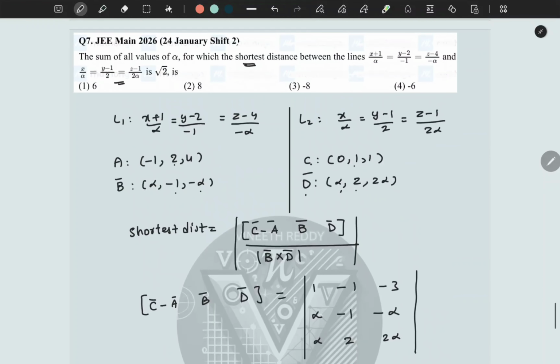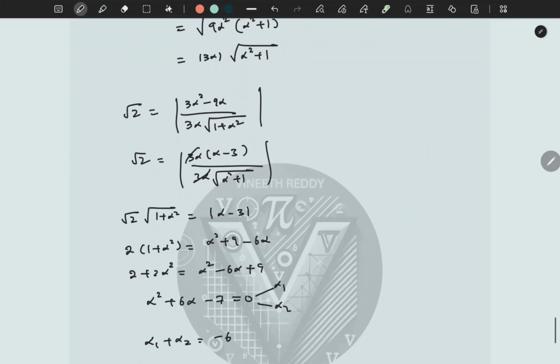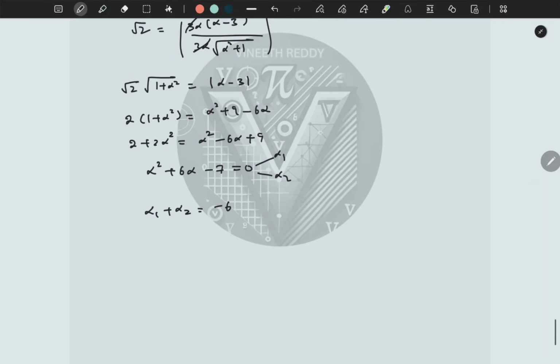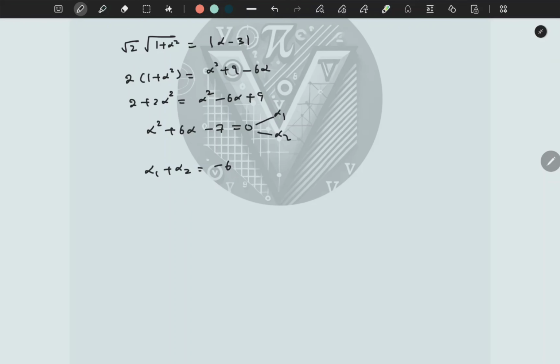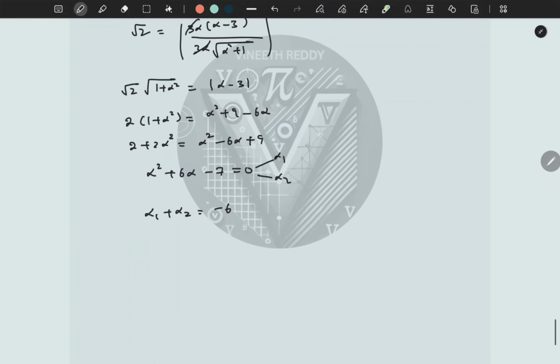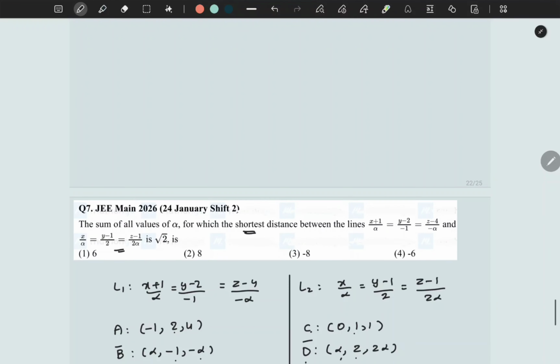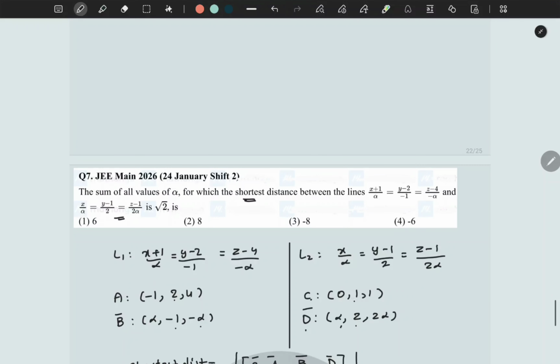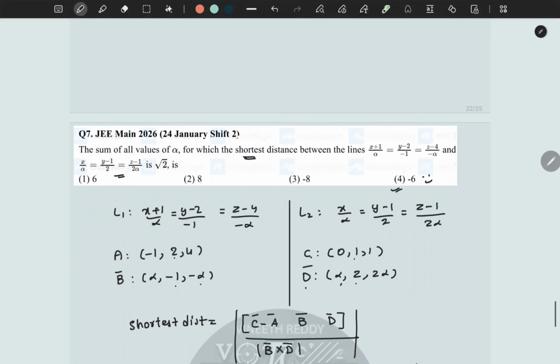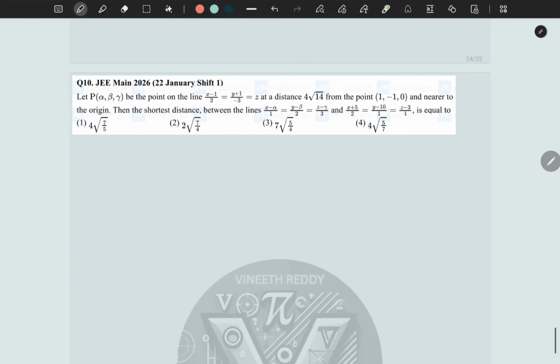Okay, sum of all values of alpha for which the shortest distance. Is there any error? So I think it should be minus 6, right? Minus 6, minus 6. Yeah, okay, perfect. Option 4 is correct. Now let us go to the next question, dear students.